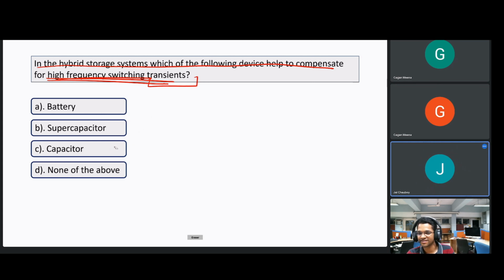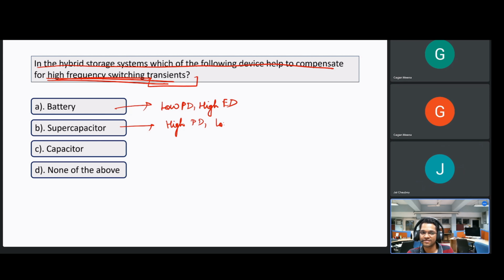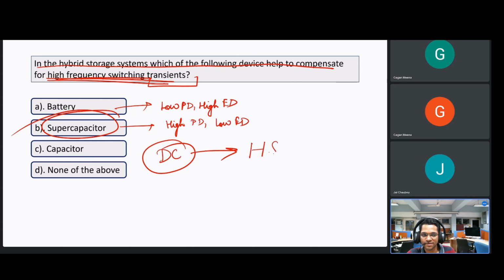So which one is correct? Supercapacitor, in that logic. Battery, in comparison to supercapacitor, has low power density and high energy density. Supercapacitor has very high power density but low energy density, very low in comparison to battery. So in DC microgrids for transients, we use the supercapacitor. That is why we have a hybrid of supercapacitor and battery storage.